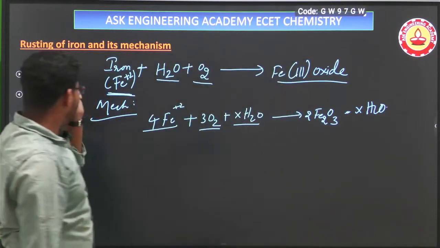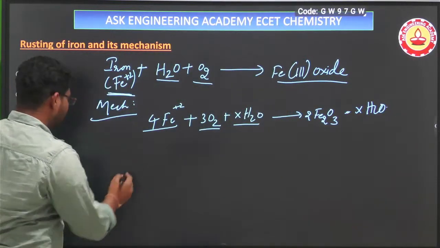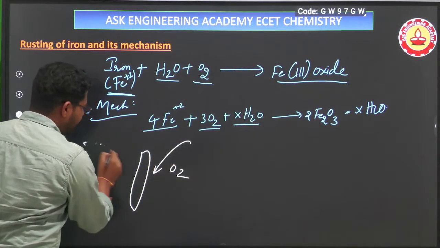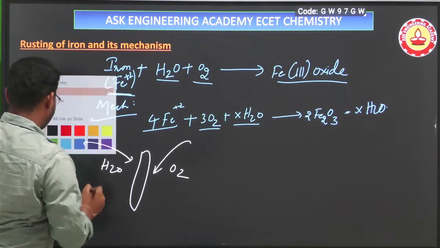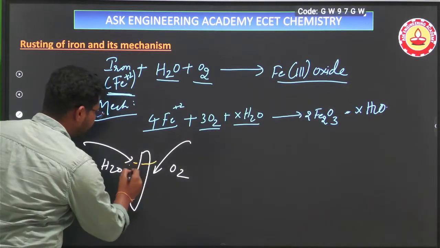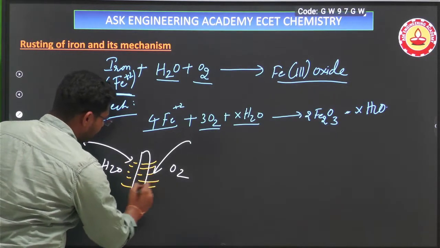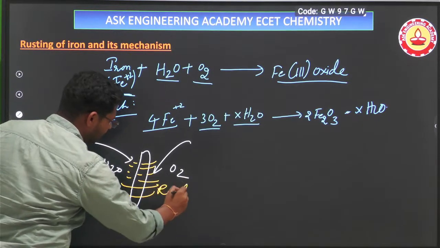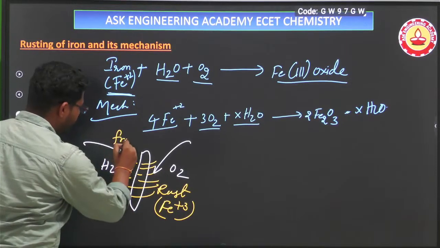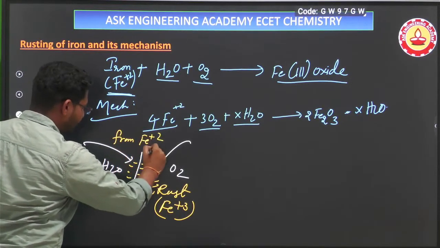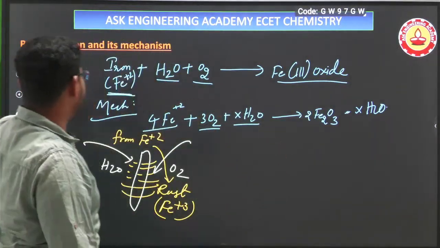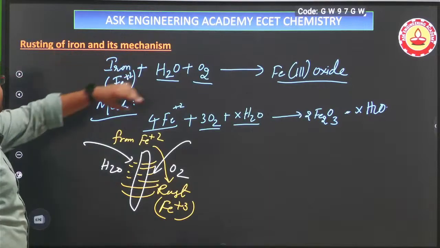So rusting of iron in the sense, when this iron rod interacts with O2 and water, a brown color or red color layer will be formed like this. This is called rust. This is nothing but Fe+3 from Fe+2, converted. So this is called the mechanism of rusting. So this is all about rusting of iron and its mechanism.